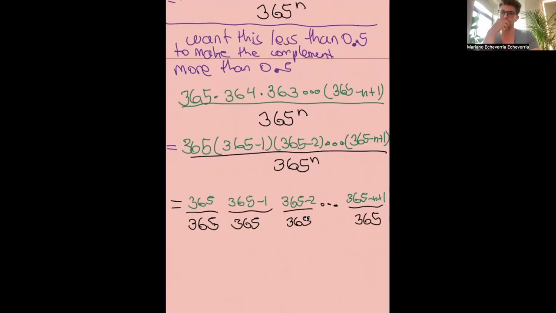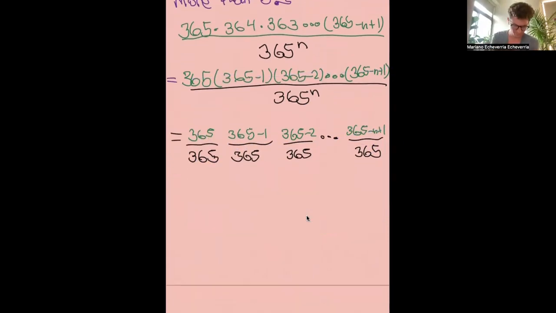Is that okay? So the denominator is still 365 to the n, and the numerator is still this stuff. It's just that I'm breaking it into mini pieces. Okay? So far, so good. Well, at least we do know what the first fraction is. What's the first fraction, right? Just one, right?